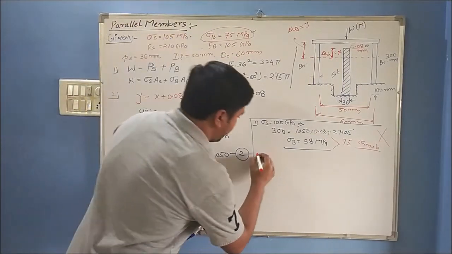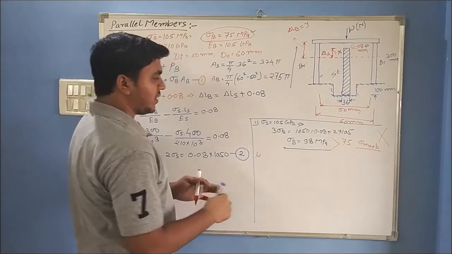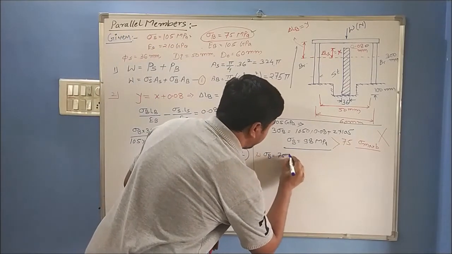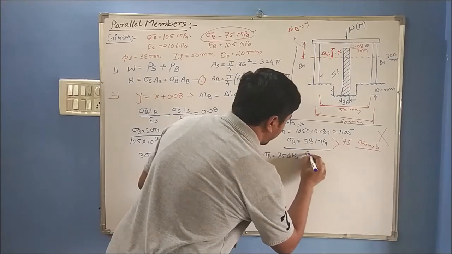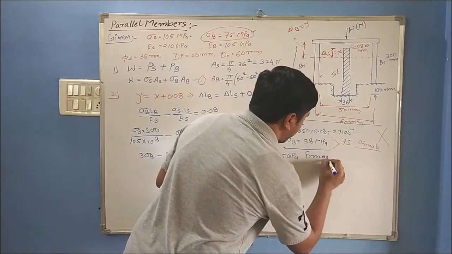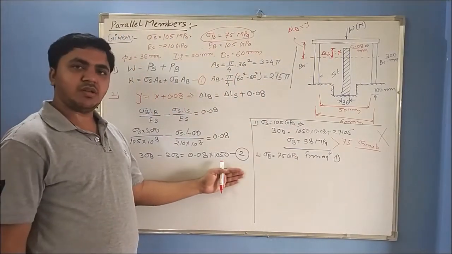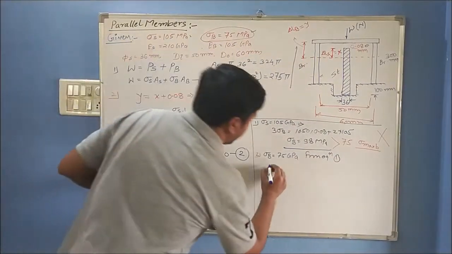Next we'll take the second value. What was your second value? Sigma of brass, that is equal to 75 MPa. So now again from equation number 1, we'll do it. What is equation 1 that you have? This is the equation you have, let's put down the value.